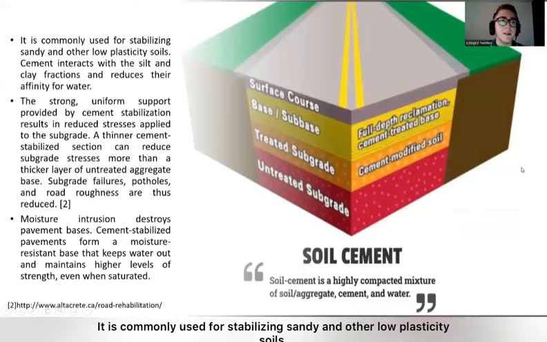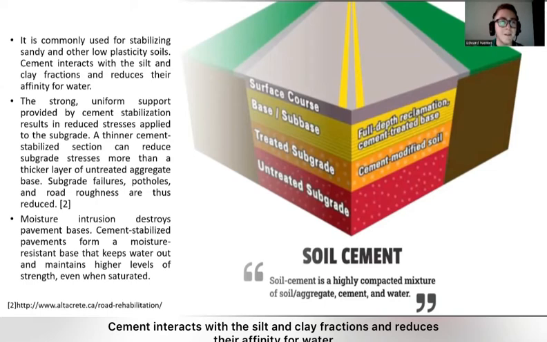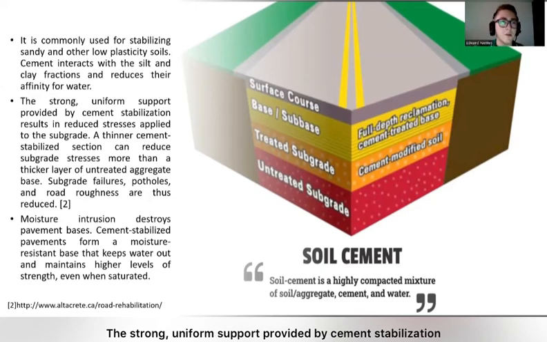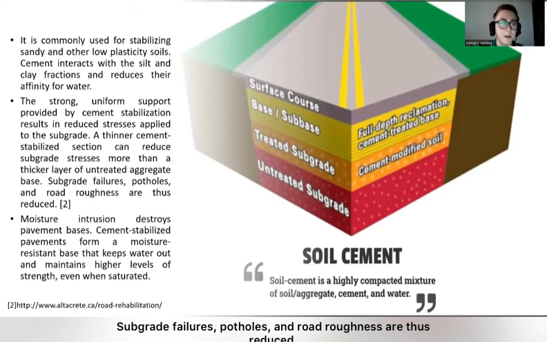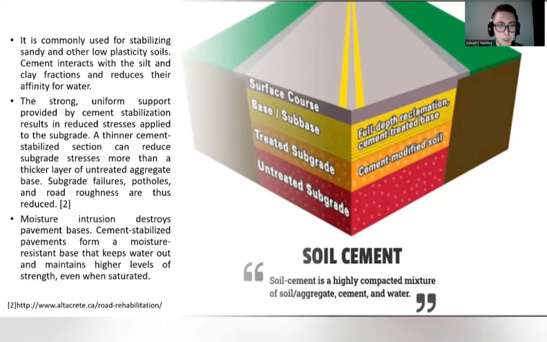It's commonly used for stabilizing sandy and other low plasticity soils. Cement interacts with the silt and clay fractions and reduces their affinity for water. The strong, uniform support provided by cement stabilization results in reduced stresses applied to the subgrade. A thinner cement stabilized section can reduce subgrade stresses more than a thicker layer of untreated aggregate base. Subgrade failures, ruts, and roughness are thus reduced.